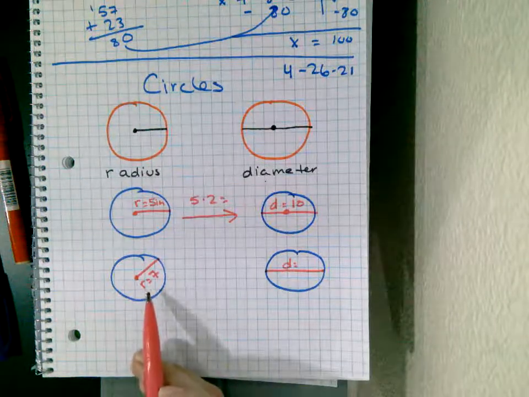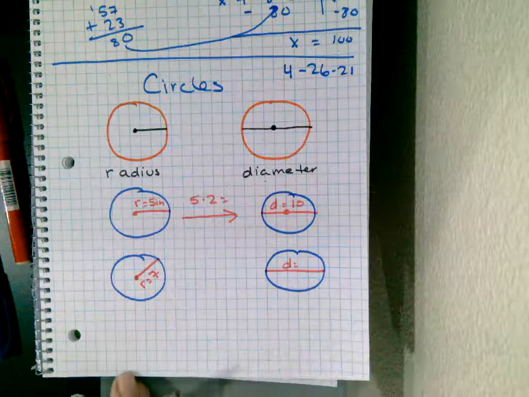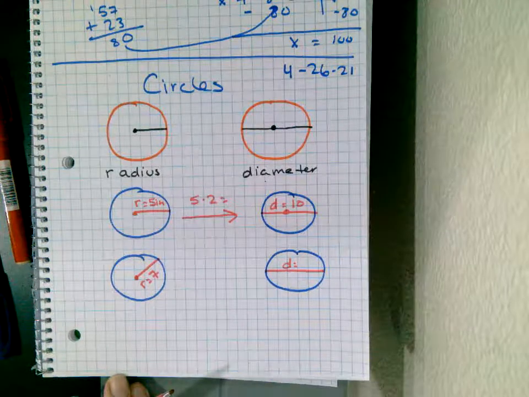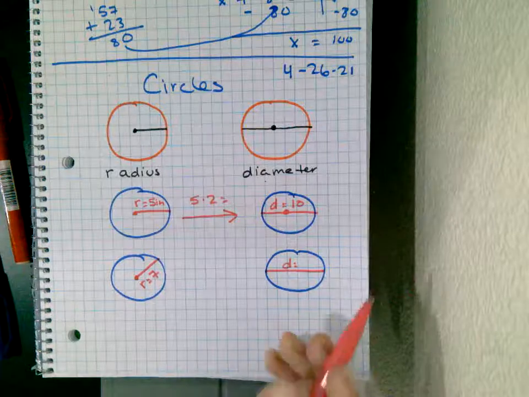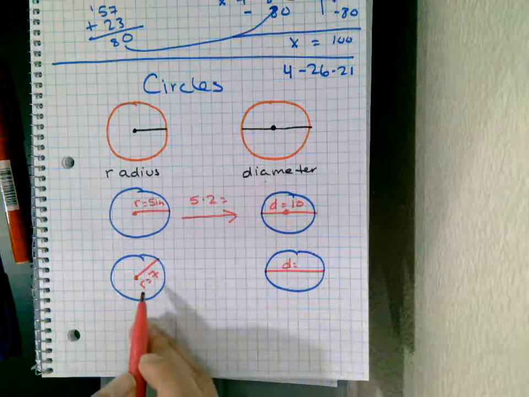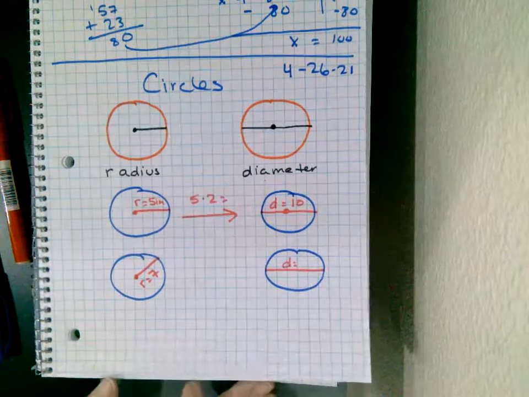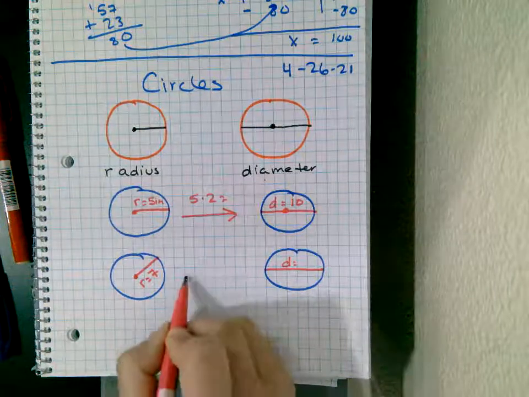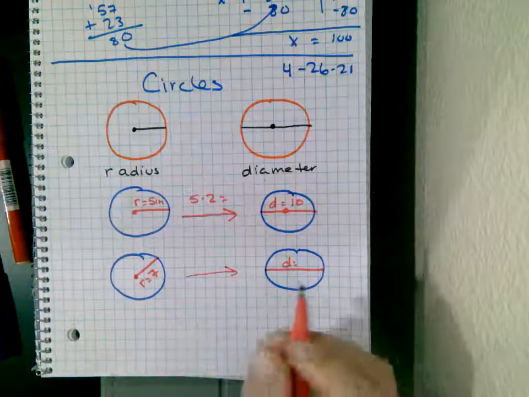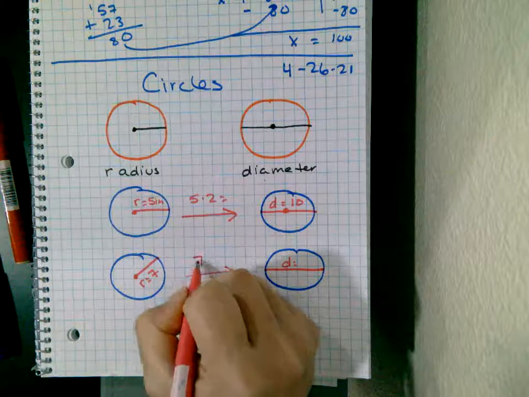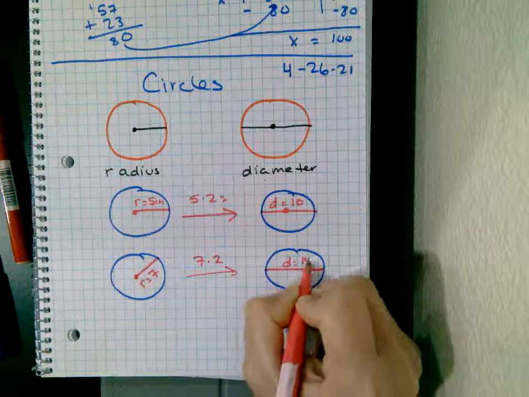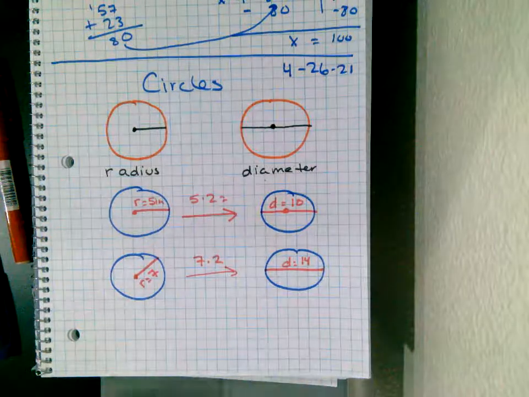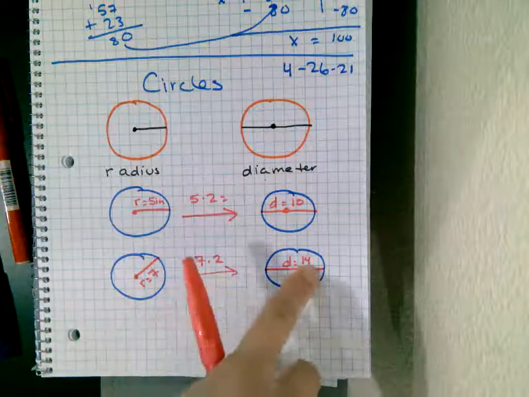Okay, so the radius is 7. What would be the diameter of this problem? Can anyone tell me what would be the diameter of this problem? If the radius is 7, what's the diameter? Yep, thank you for participating. So we just take 7 times 2, and that gives you 14. Okay, so if I give you the radius, all you have to do is multiply by 2, and you get the diameter.